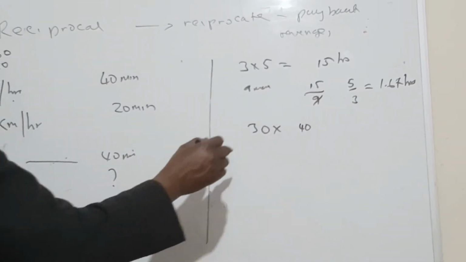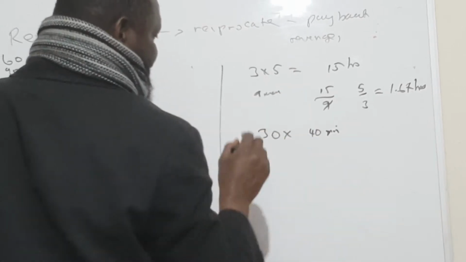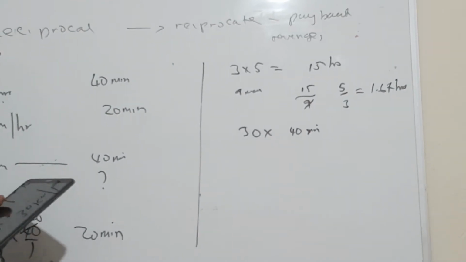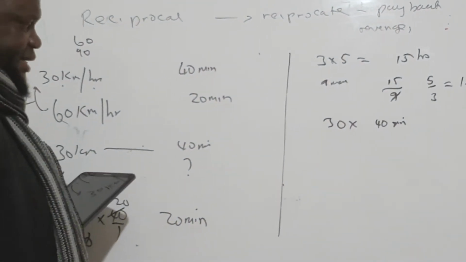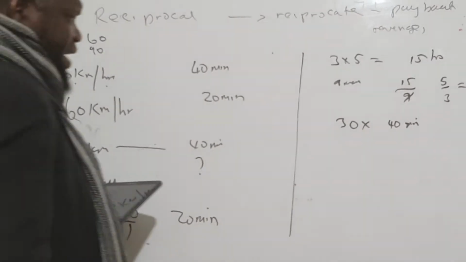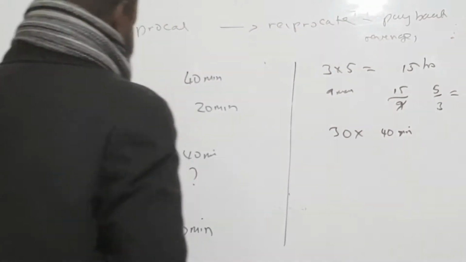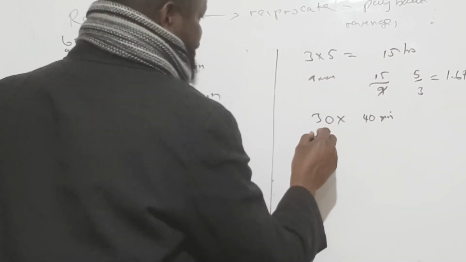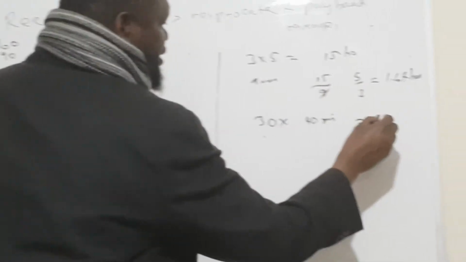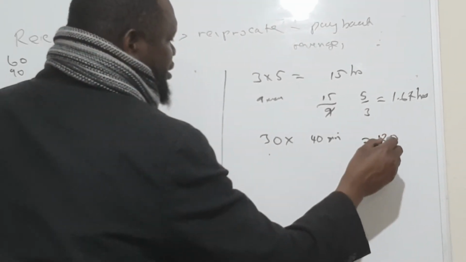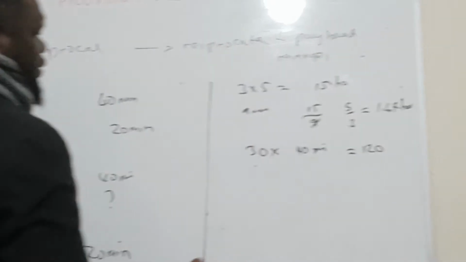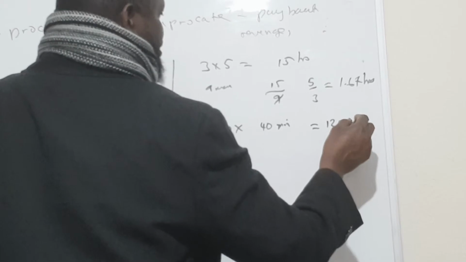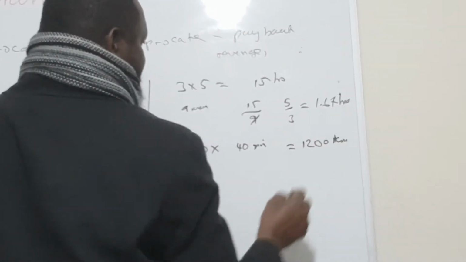Now remember, we are not talking in minutes. If I want hours, I convert this to hours by dividing by 60. But we are dealing with kilometers, so I said 60 kilometers. He will have traveled 1,200 kilometers. Sorry, 1,200 kilometers.